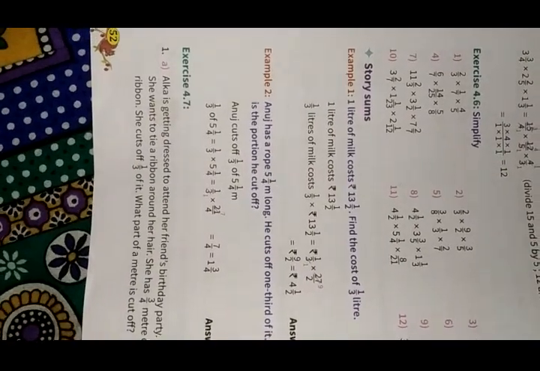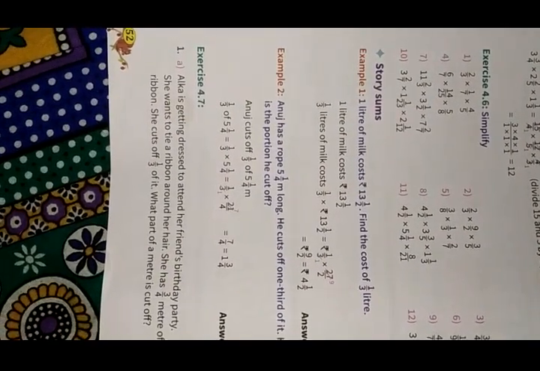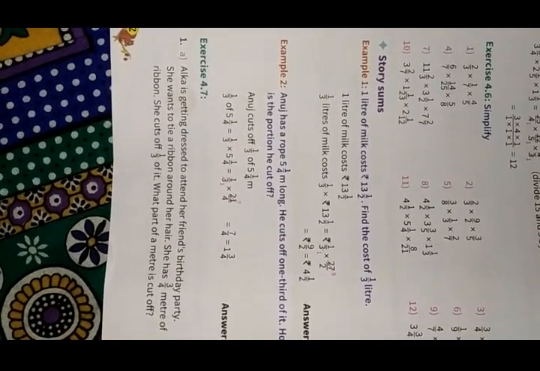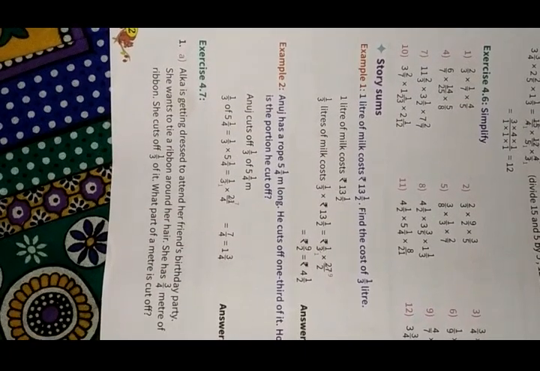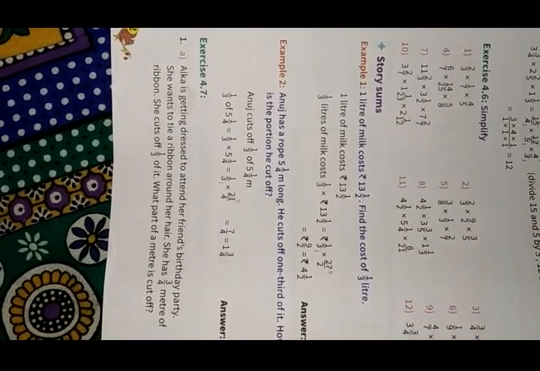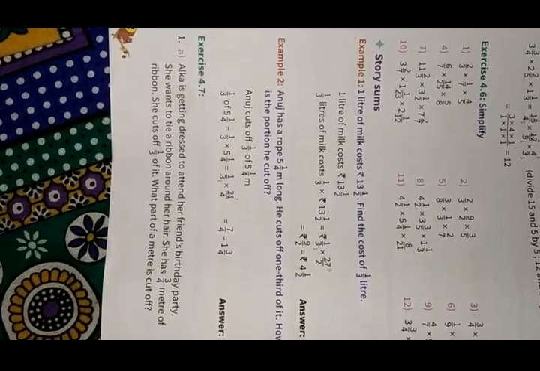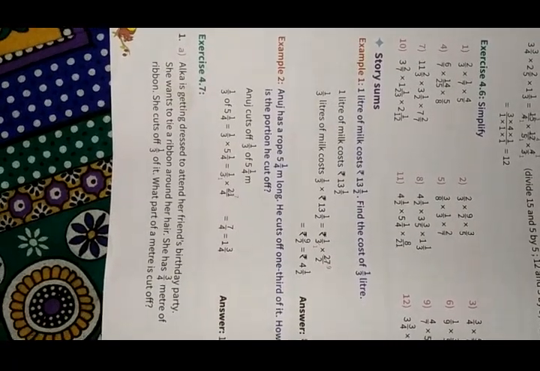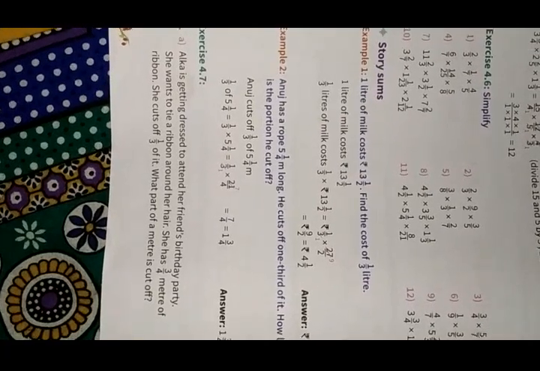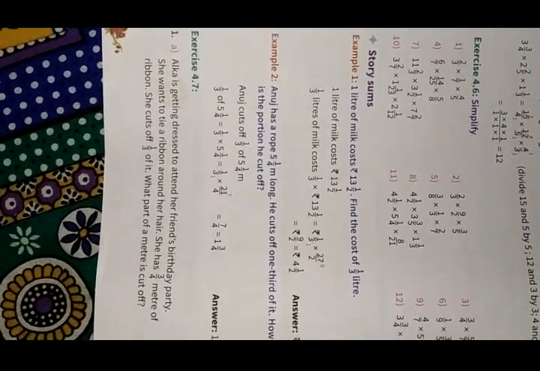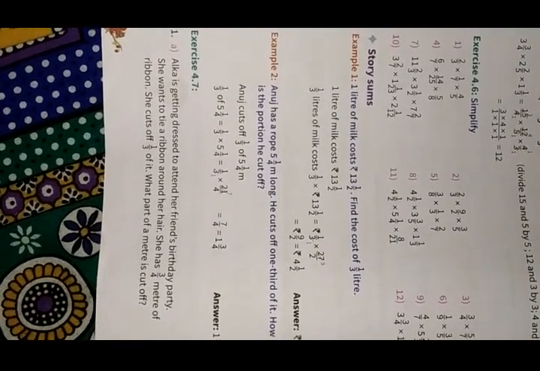Now exercise 4.7. First, A. Alka is getting dressed to attend her friend's birthday party. She wants to tie a ribbon around her hair. She has 3 by 4 meter of ribbon. She cuts off 1 by 3 of it. What part of a meter is cut off?